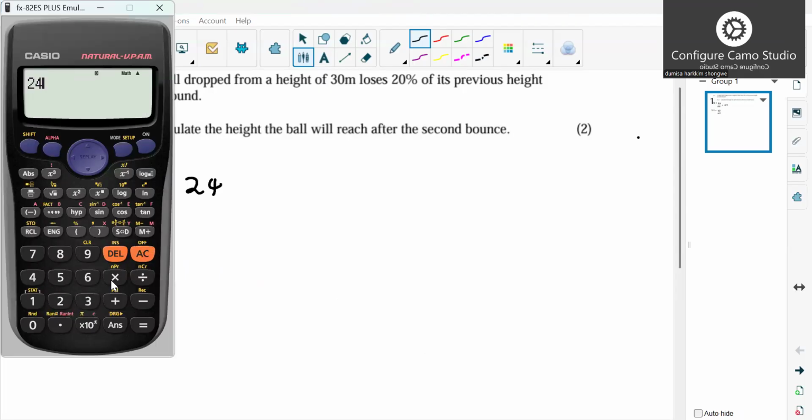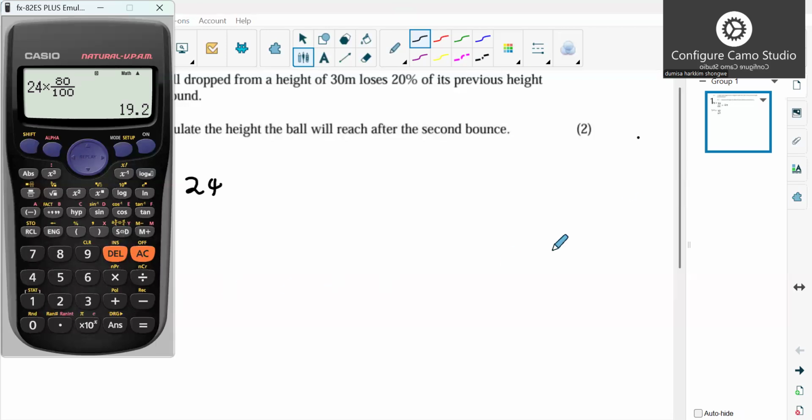24. Multiply by, you can either use 0.8 or you can use the fraction. It's up to you, whichever is simple for you. Multiply by 80 over 100. It's 96 over 5, so that you can get the correct answer.